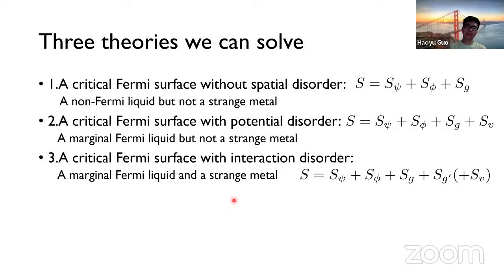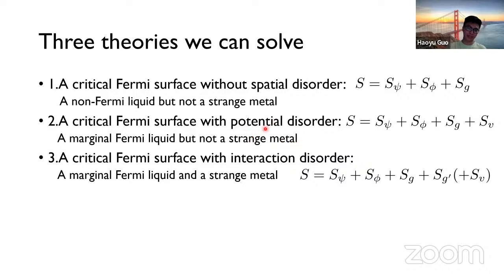Starting from this, I'm going to talk about three different theories that we can solve to different degrees. The first is to just have a translationally invariant system with the SYK Yukawa coupling. For this system we'll find that it's a non-Fermi liquid, but it's not a strange metal, so it doesn't have linear-in-T resistivity. To get a finite DC resistivity, you actually need to break the translational symmetry, for example by adding some disorder into the system.